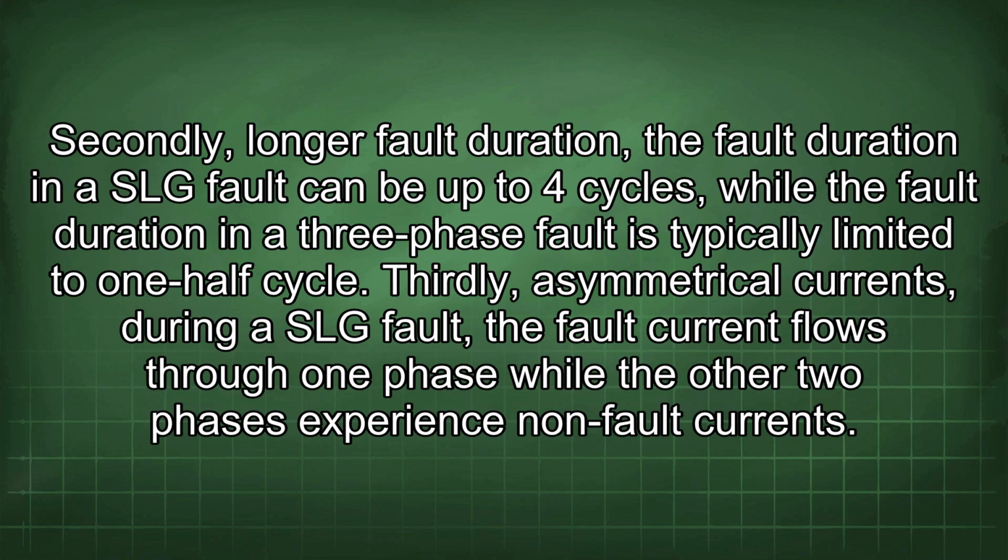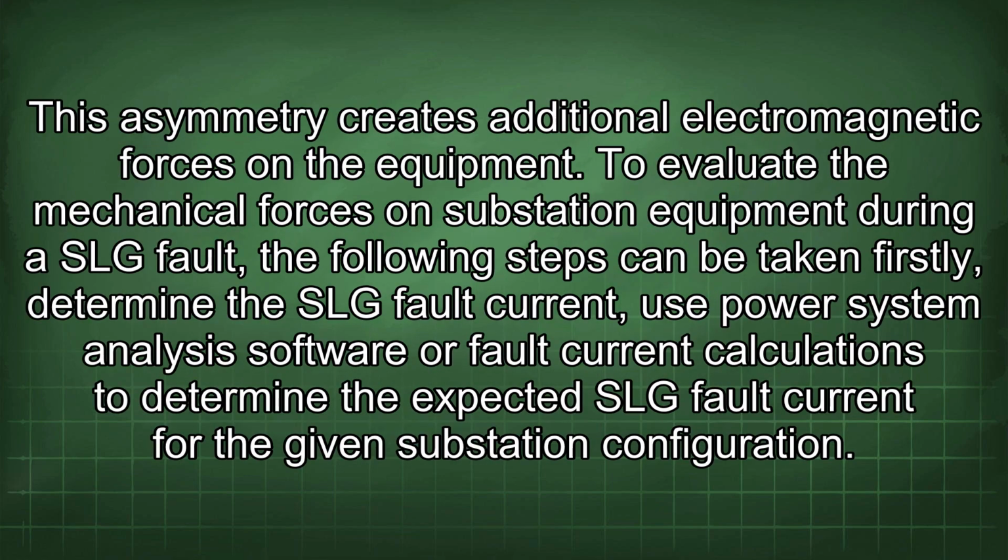Thirdly, asymmetrical currents. During a SLG fault, the fault current flows through one phase while the other two phases experience non-fault currents. This asymmetry creates additional electromagnetic forces on the equipment.